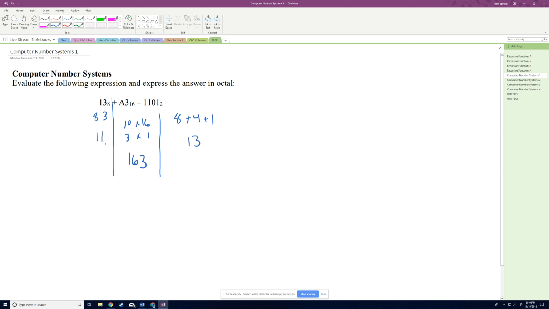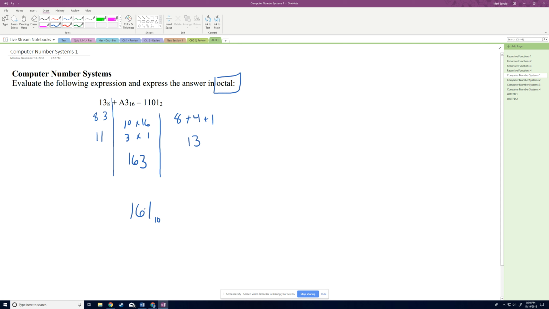So if we do 11 plus 163 minus 13, we get 161. So this is 161 in decimal, base 10. So that's not what we're looking for, right? We do need to express the answer in octal.